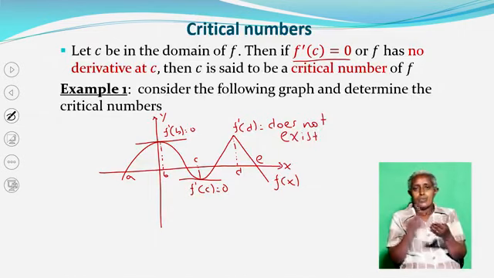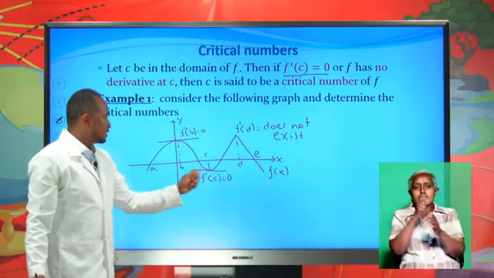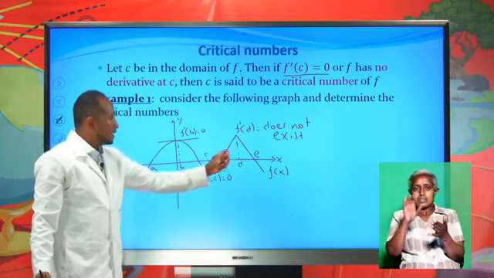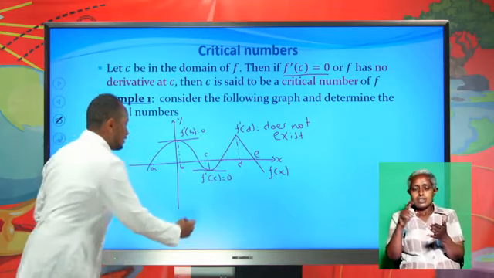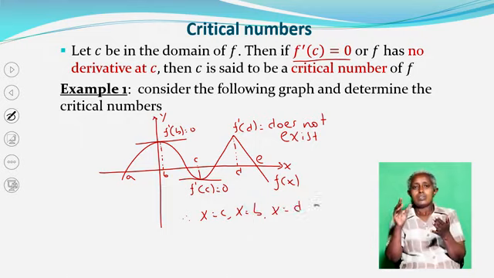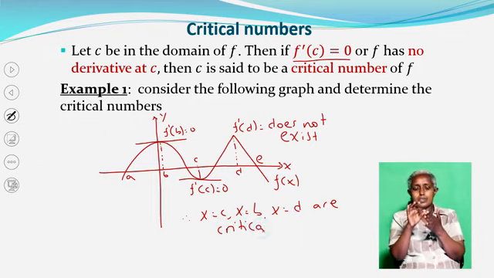Therefore, we have three critical points here. One critical point is B, the other one is C, and the other one is D. Therefore, x equals C, x equals B, and x equals D are critical numbers.